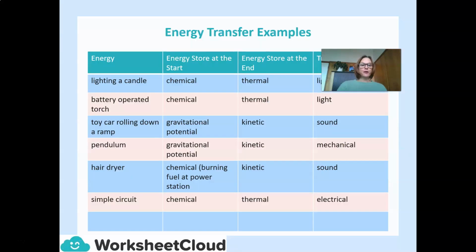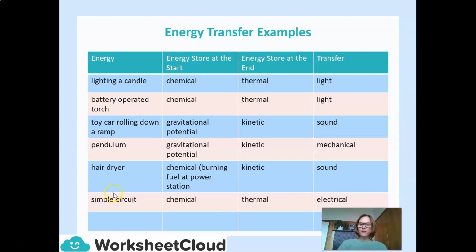So if we look over here, just a few more examples. For example, lighting a candle is chemical energy at the start, okay? At the end, we have lots of heat coming from the candle, but we are transferring light, okay? A battery-operated torch, chemical energy from the batteries at the start. At the end, we have thermal energy as the torch gets warmer, but the transfer is light energy.